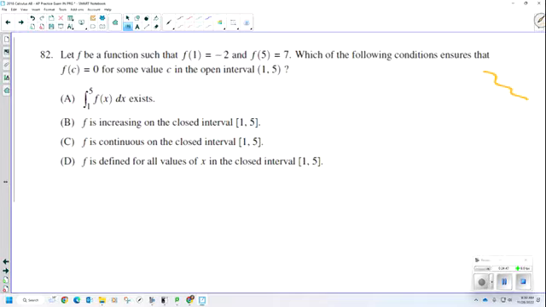82 says, let f be a function such that f of 1 is -2, and f of 5 is 7. Which of the following conditions ensures that f of c equals 0 for some value of c in the open interval from 1 to 5? This is some x value in here. I don't know it yet, and that means the y value would be here. It would have to touch the x-axis. Anytime the y-coordinate is 0, that point is on the x-axis. All right, let's just do a little sketch here.